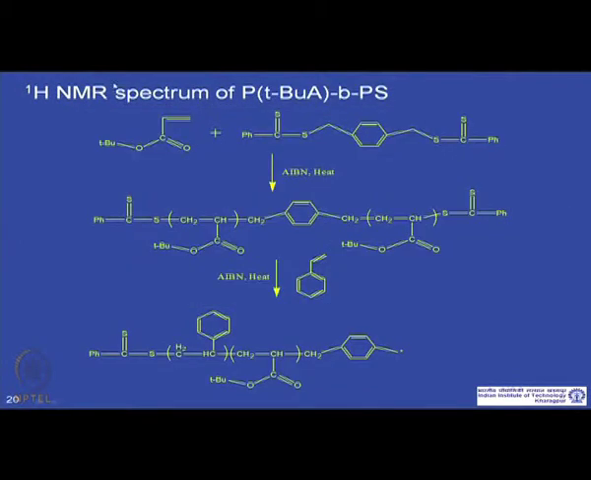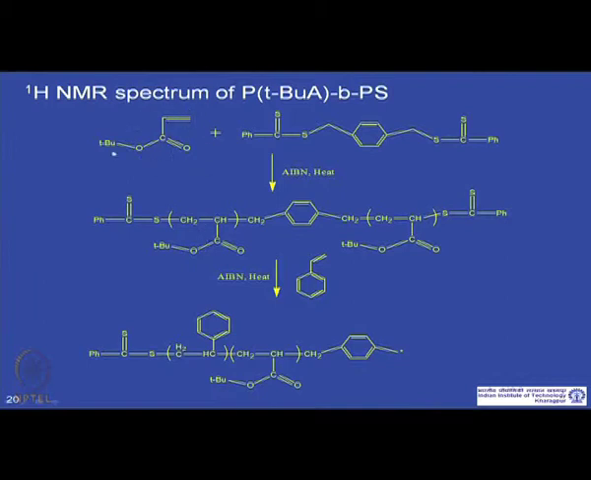Next example is a block copolymer of poly tertiary butyl acrylate and polystyrene that we made using living radical polymerization, RAFT. So, this is the monomer. First, this is the reaction scheme.